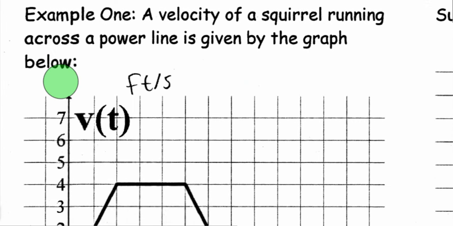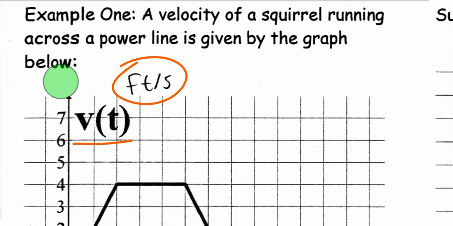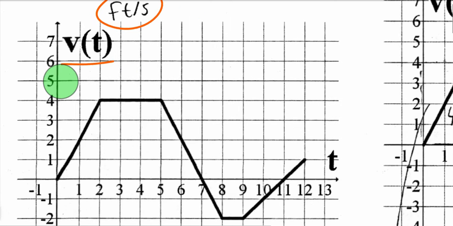So keep in mind that right off the bat, this is a velocity graph. It's not a position graph. So for each y value on this graph, it gives us the velocity of the squirrel, and it's going to be in feet per second. So here's our graph. We can see that at time t equals 1, the velocity of the squirrel is 0.